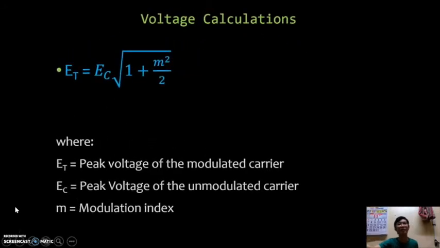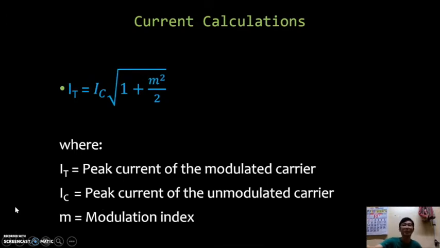So we go to the voltage calculations. E sub T is equal to E sub C multiplied by the square root of 1 plus M squared over 2, where E sub T is the peak voltage of the modulated carrier in volts, E sub C is the peak voltage of the unmodulated carrier, and M is the modulation index.